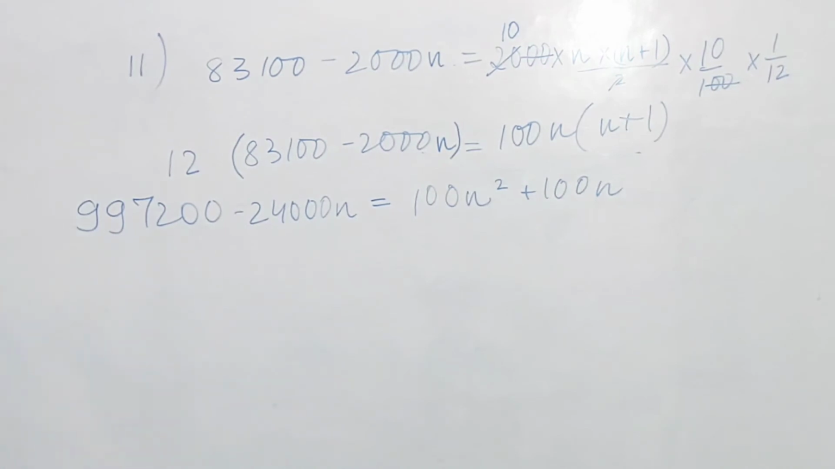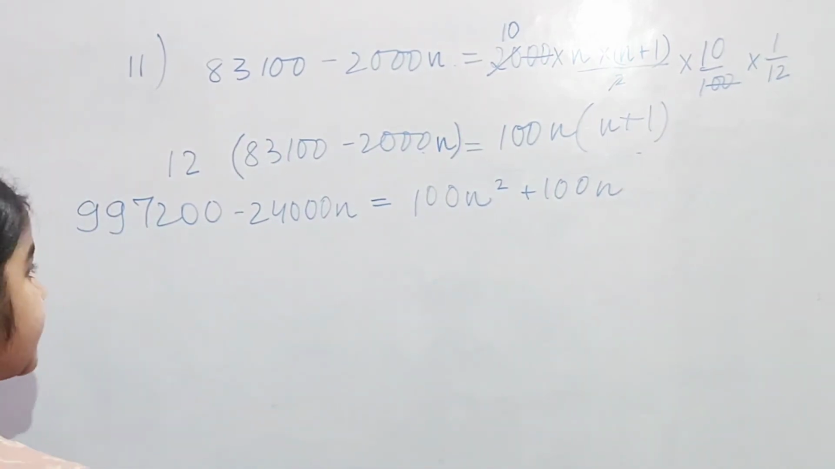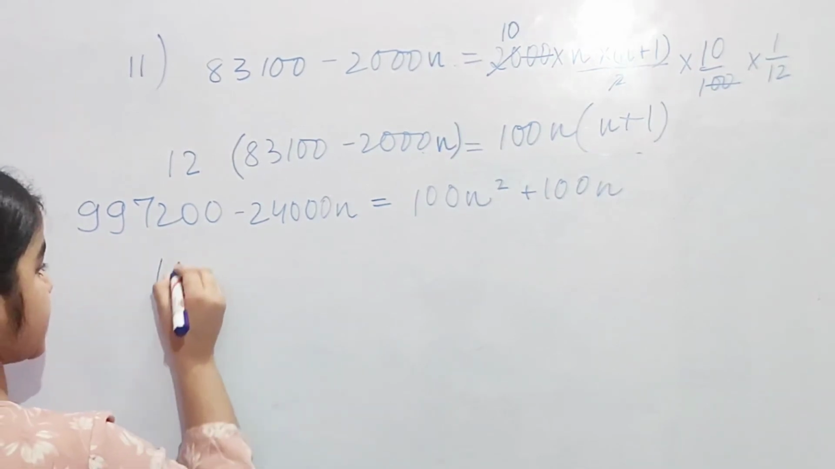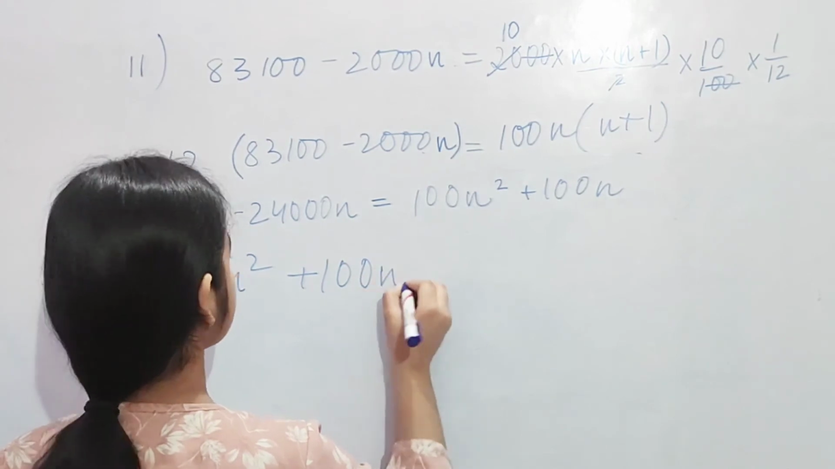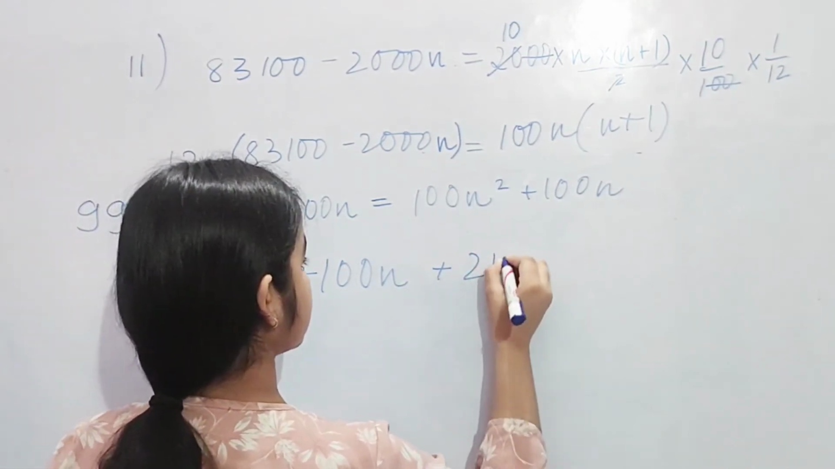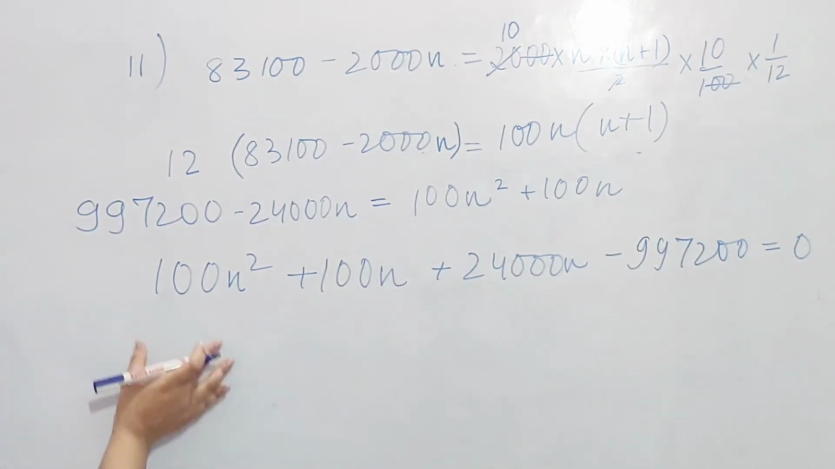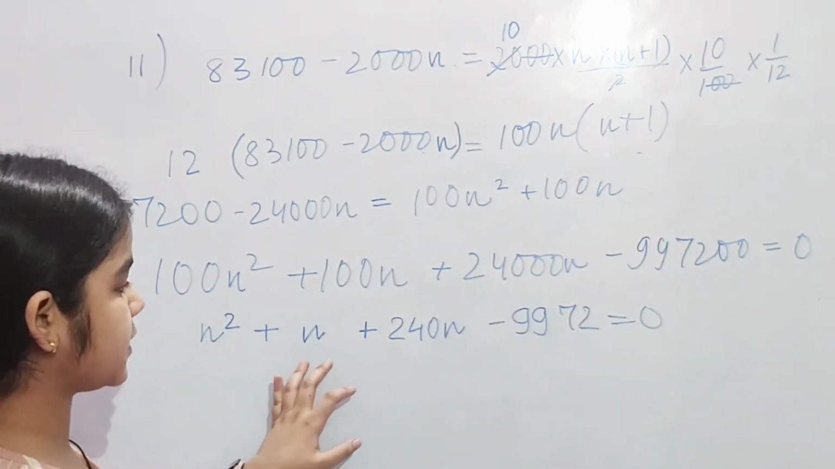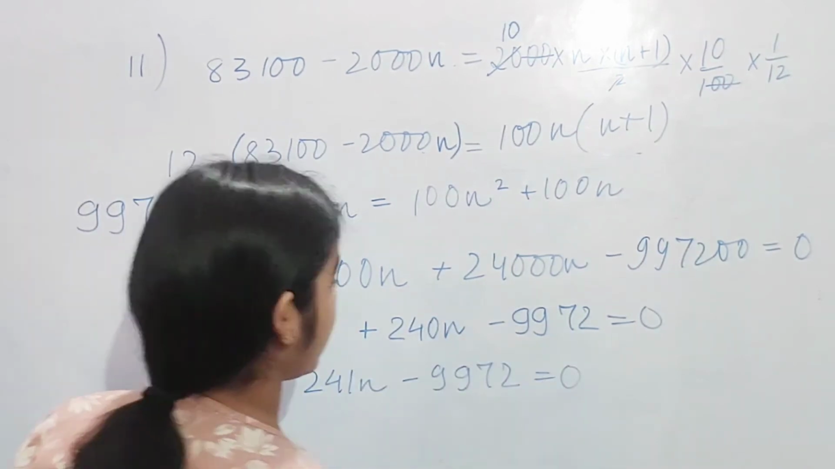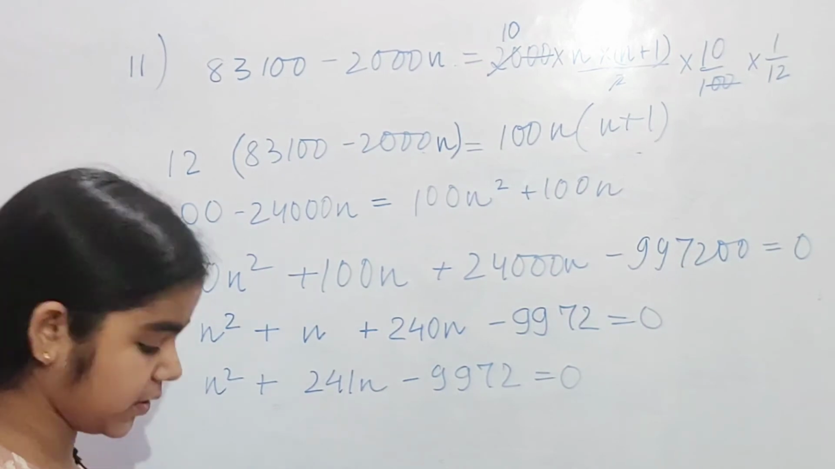Alright, so now we have to transfer these values, and what we can do is form a quadratic equation, that is 100n square plus 100n plus 24,000n. Now we can divide all of the equation by 100. Now we need to find the value of n. Alright, so this equation kind of becomes too long to solve.